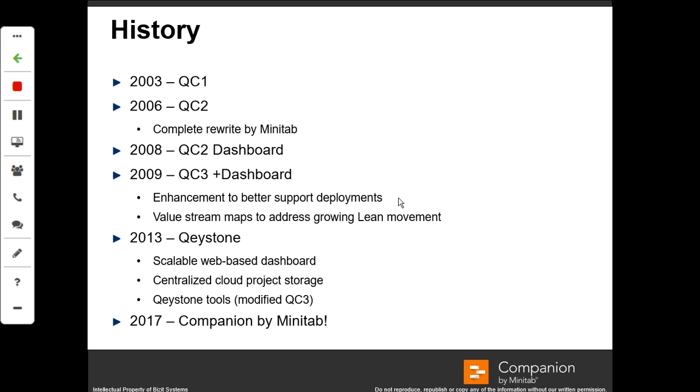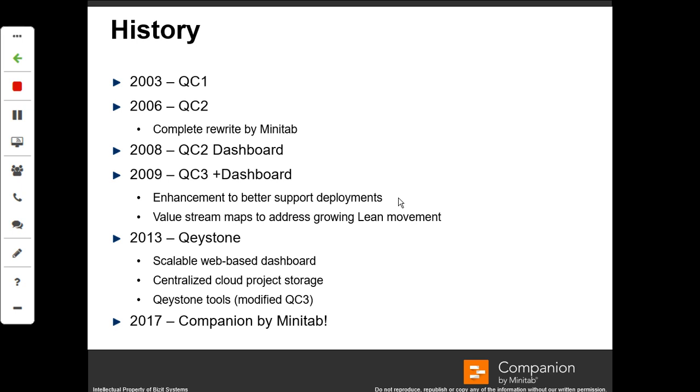And then in 2013, Keystone was introduced. Keystone was actually another version, something like a modified Quality Companion 3, which comes with tools for managing projects and also comes with a scalable web-based dashboard, which is centralized in the cloud project storage. Okay, and then in 2017, Companion by Minitab was released.